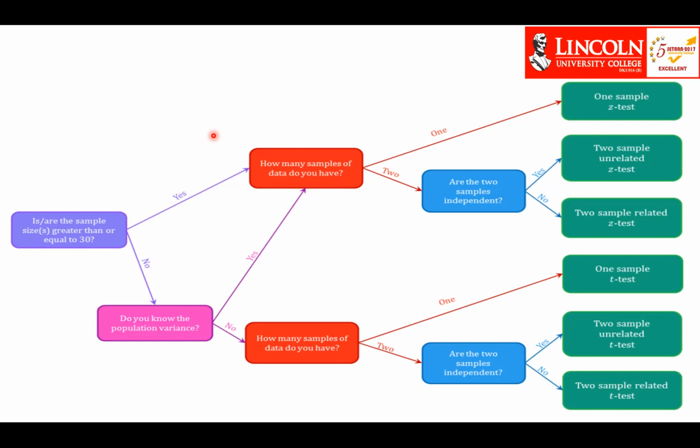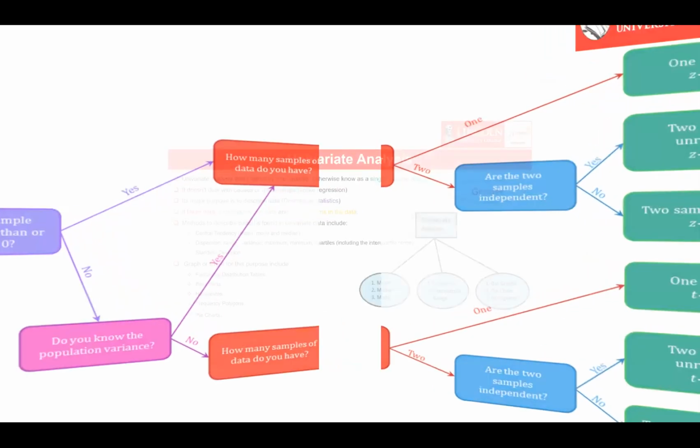Here, how many samples of data do you have? One, you can perform one sample T-test. Two, are the two samples independent? If yes, perform two sample unrelated T-test. If no, perform two sample related T-test. That's just a brief guide on which test to choose and when to choose them.